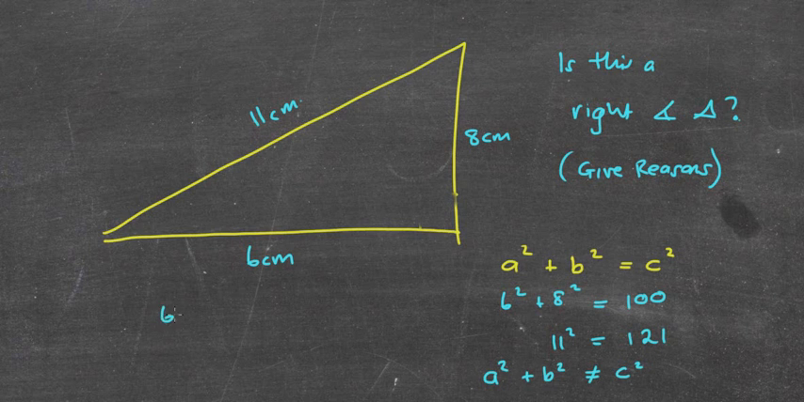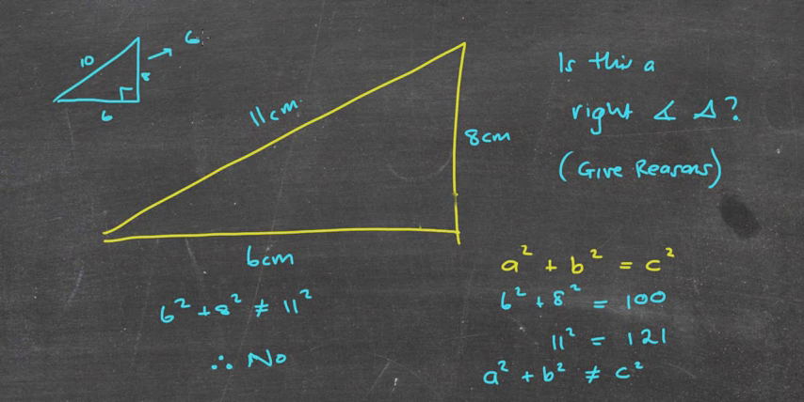And I would write that a squared plus b squared does not equal c squared. Or you might even write 6 squared plus 8 squared does not equal 11 squared. Therefore, no, it is not a right angled triangle. If they gave you the question where it was 6, 8, and 10, then you could say, yes, 6 squared plus 8 squared does equal 10 squared, therefore yes. So you need to show with working whether or not a squared plus b squared is equal to c squared, and then say yes, it is a right angled triangle, or no, it's not.